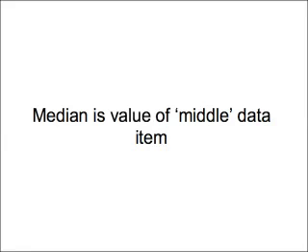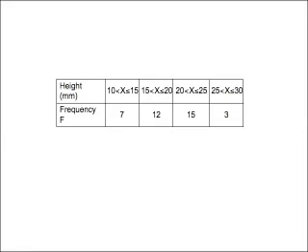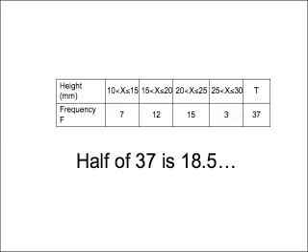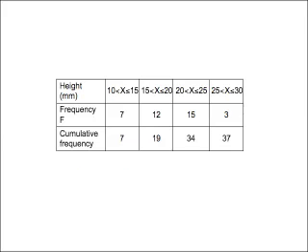The median is slightly more complicated. Remember that the median is the value of the middle data item when you put the data in order of size. Well, of course, a frequency table does put the data in order of size. So the smallest 7 cress seedlings are in the first interval. So what we do is we find out the total of all the cress seedlings, that came to 37, then we halve it, that's 18.5.